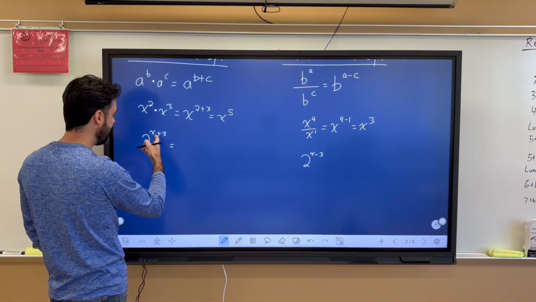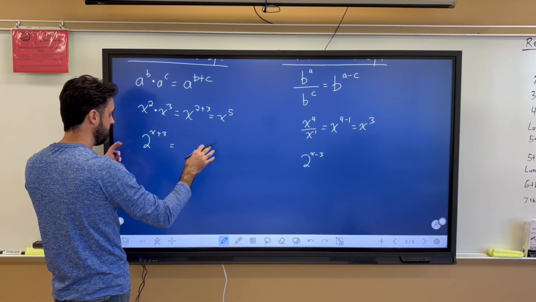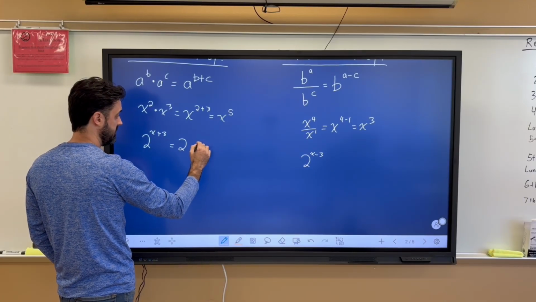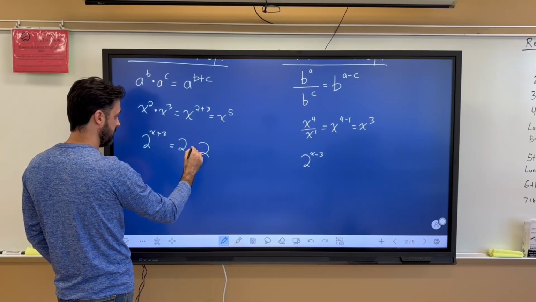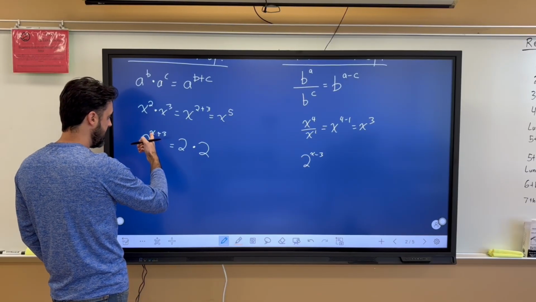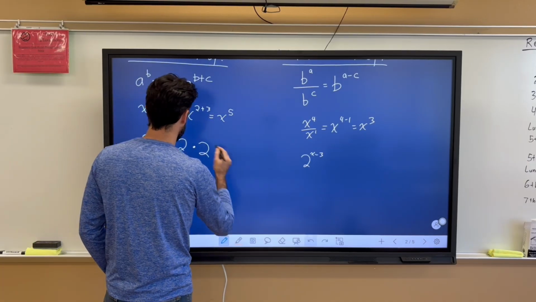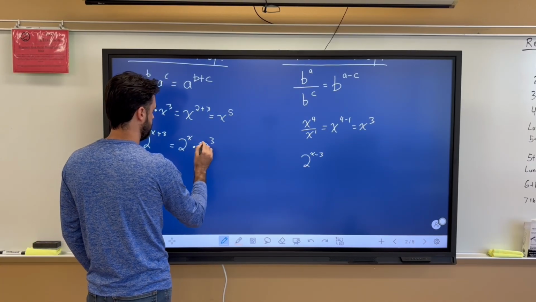All right, so if we're adding exponents, we can actually make this two separate bases. The base will still be 2. So two separate bases being multiplied together. One of them gets the x, one of them gets the 3. I'll probably put x first here. So x first, and then 3.